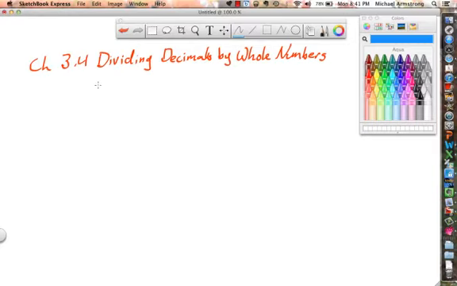Say I have a number like 42 divided by 7. That's equal to 6, right? Because 6 times 7 is 42. Now, if I decide to divide a decimal, 4.2, by a whole number, by 7, I could guess that my answer would be 0.6. But I might want to look at that.